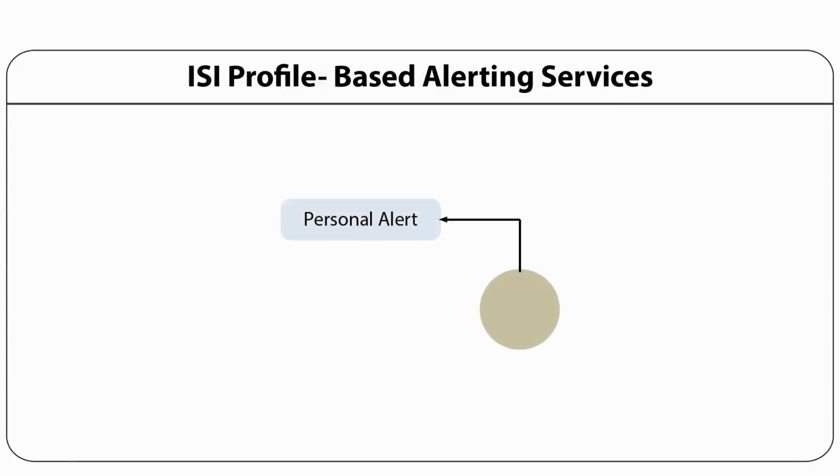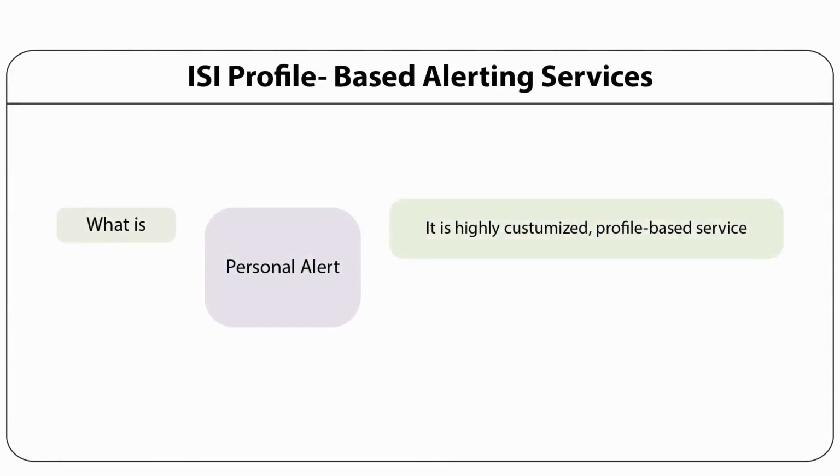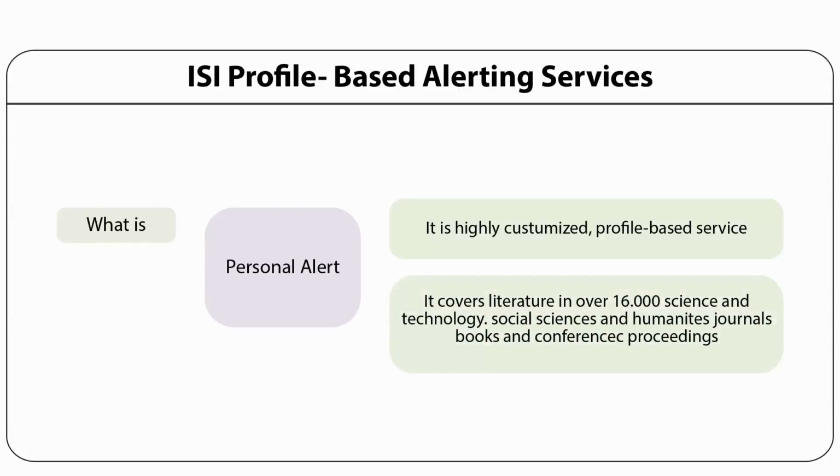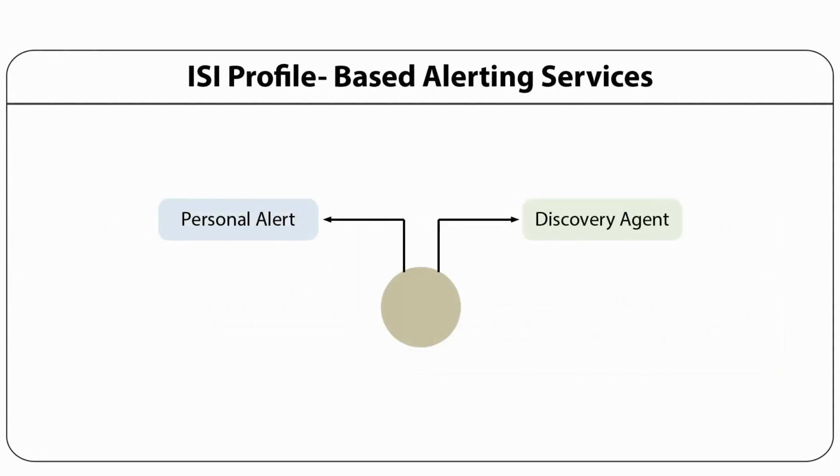ISI profile-based alerting services. Personal alert. It's a highly customized profile-based service. Covers literature in over 16,000 science and technology, social sciences and humanities journals, books and conference proceedings.